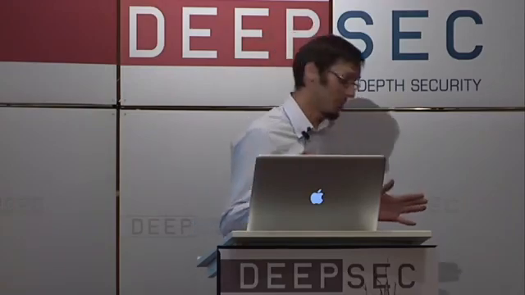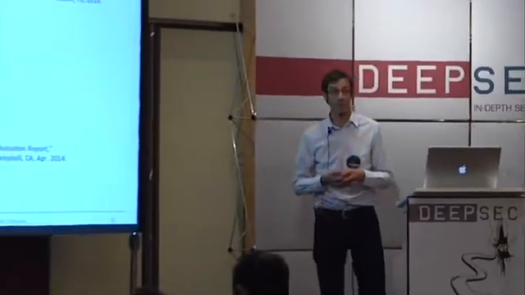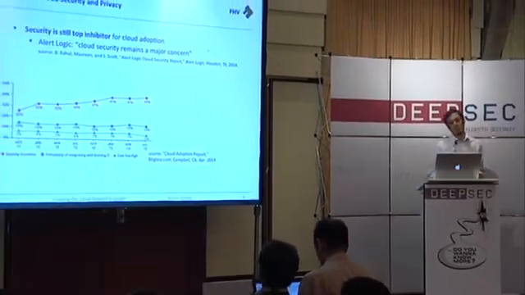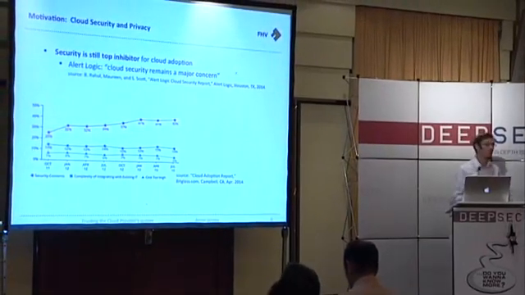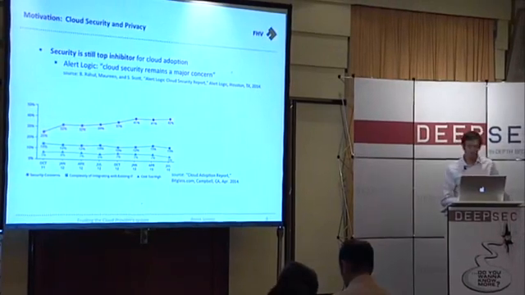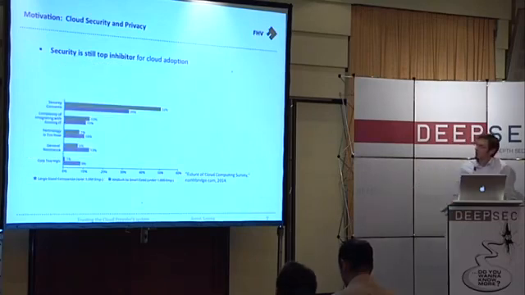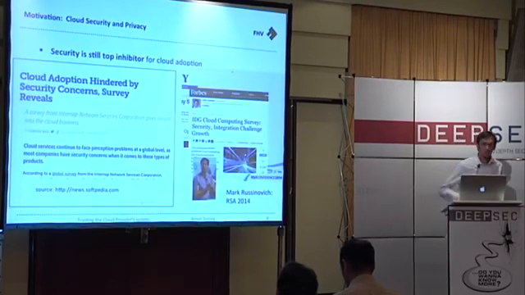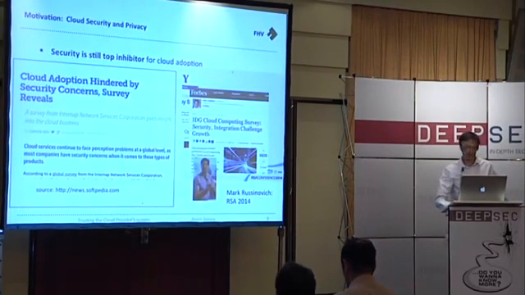For the motivation, it was not difficult to prepare the slide because there are many surveys and studies around which all show more or less the same. Security is the top inhibitor for companies and organizations moving or not moving to the cloud. You can see it in the red curve. The numbers here are not important. This survey shows the same. So security is always a top concern. Then there are many other headlines, and there was a talk at the RSA conference this year, and so on.